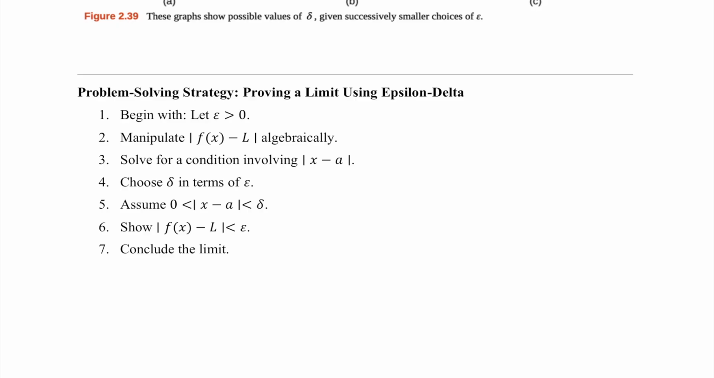Once you find what absolute value of x minus A must be less than, that becomes your delta. Delta usually depends on epsilon. Now assume that x is within delta of A. Use your assumption to show that the vertical distance is less than epsilon. Then conclude the limit. Now that we understand both the picture and the strategy, let's apply this to a specific example.